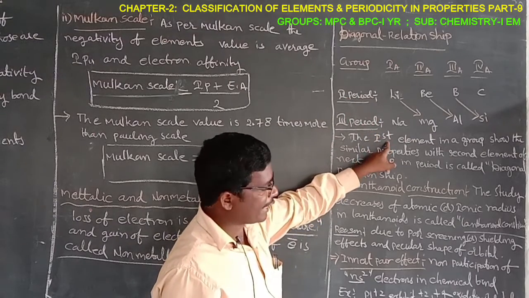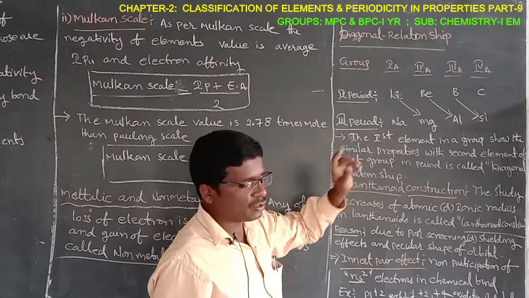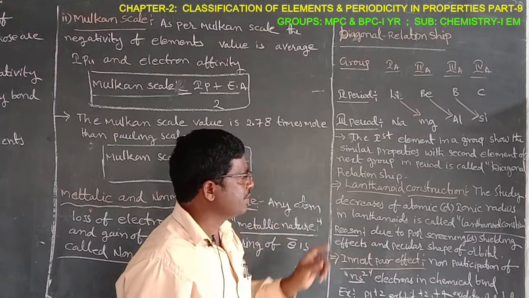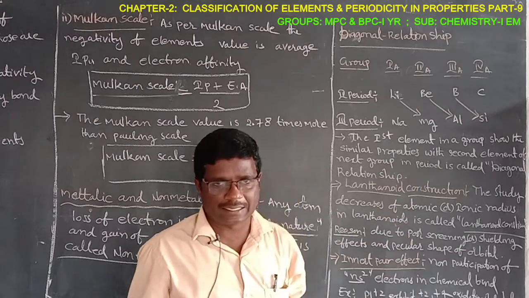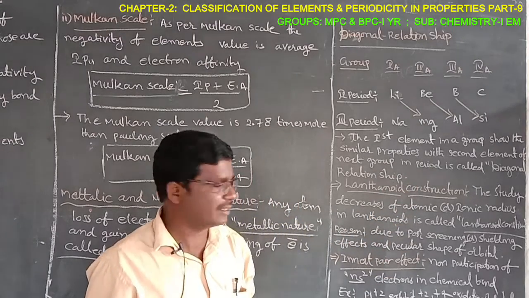In any period, the first element in a group shows some similar properties with the second element of the next group in a period. That is called a diagonal relationship. That is the diagonal relationship.